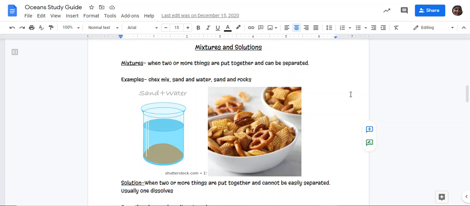So think about that sand and water. Even though I'm putting the sand in the water, if I stirred it, eventually that sand would sink back to the bottom. That means they're separating from each other, and I could easily just filter out the water and all that's left is the sand.